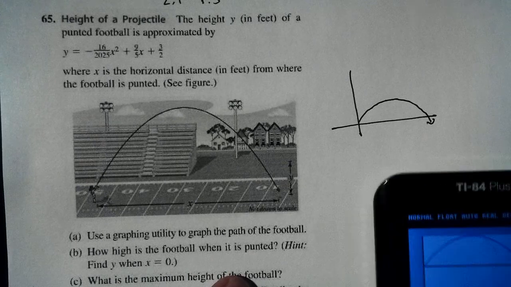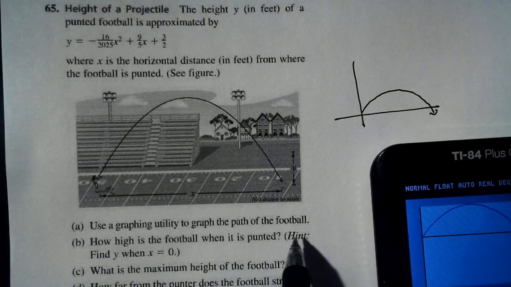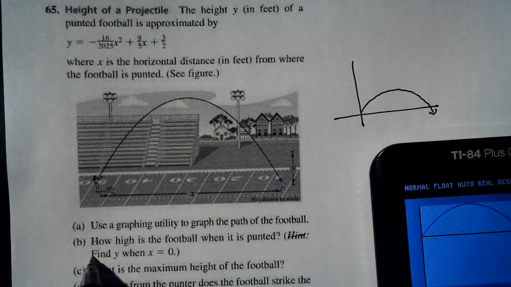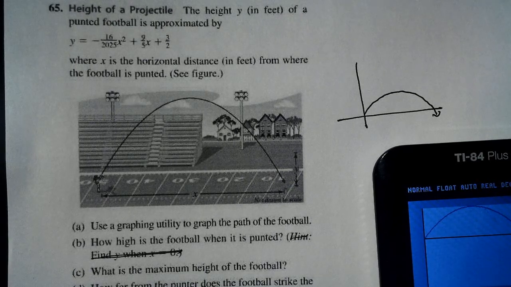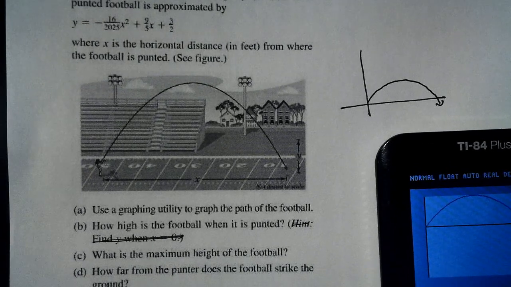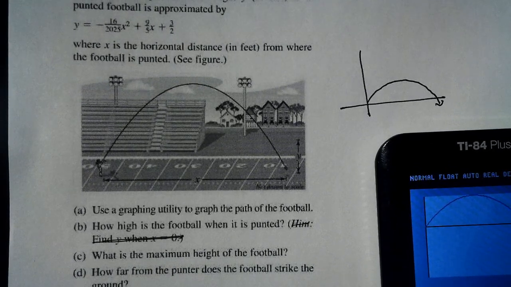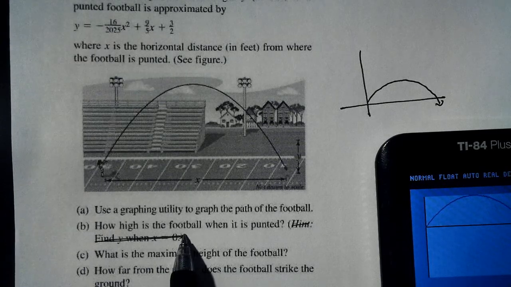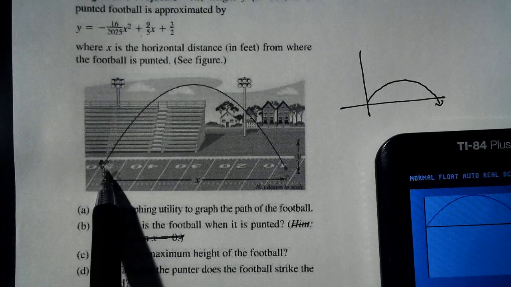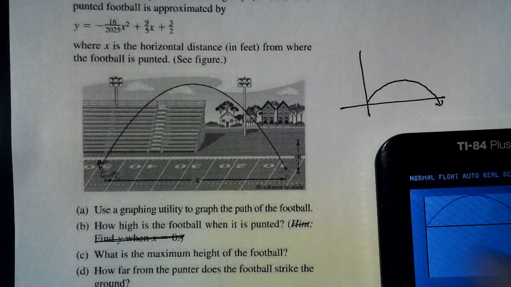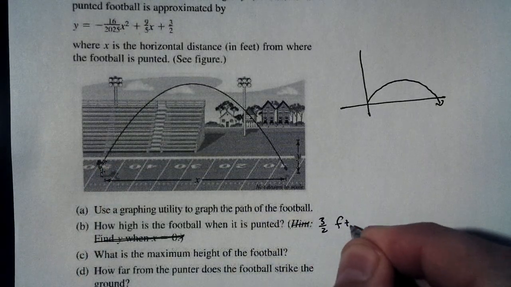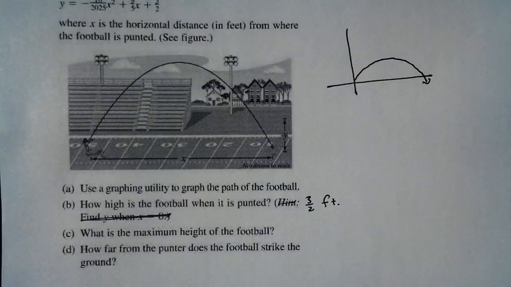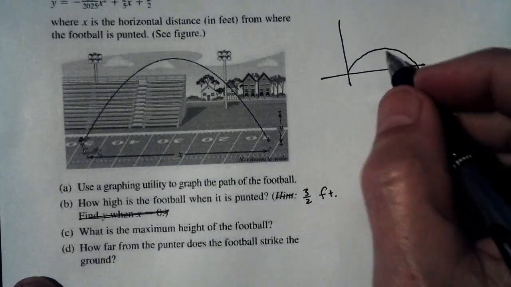Oh, that's a heck of a hint. I wish they wouldn't have given it to us. In fact, we just talked about it. Find y when x equals 0. That's what it means. So that's the kind of thing that we should be interpreting. If I put this problem or a problem like it on a quiz or test, I would not give you that hint. How high is the football when it's punted? Well, when it's punted, it hasn't gone downfield at all. X is 0. Oh, it's 3/2. 3/2 feet high.